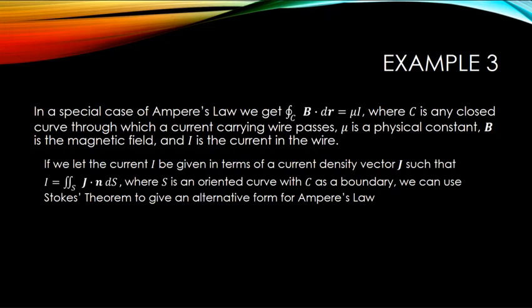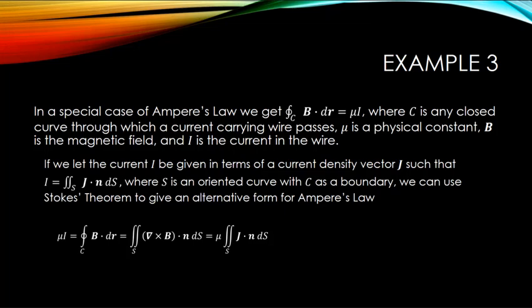If we let the current I be given in terms of a current density vector J, such that I is equal to the double integral over S of J dotted with N dS, where S is an oriented surface with C as a boundary, we can use Stokes' theorem to give an alternative form of Ampere's law. So I'm going to start with mu I equal to the closed integral over C of B dot dr.